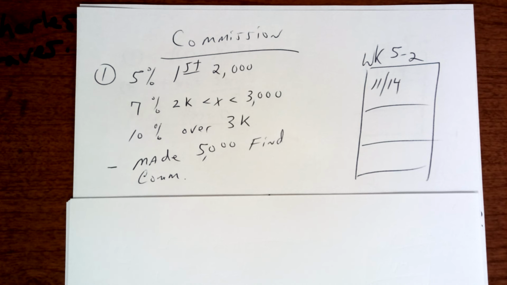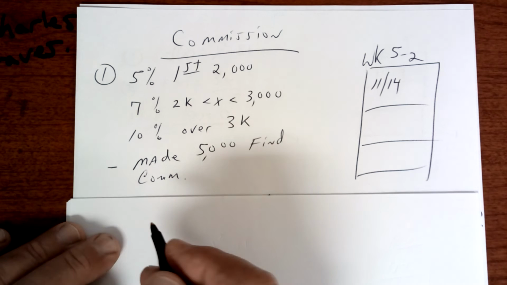Let's take a look. Commission is 5% of the first $2,000. In between 2 and 3, it's 7%, and then 3 and over is 10%. Okay, so you made $5,000. Figure out your commission.